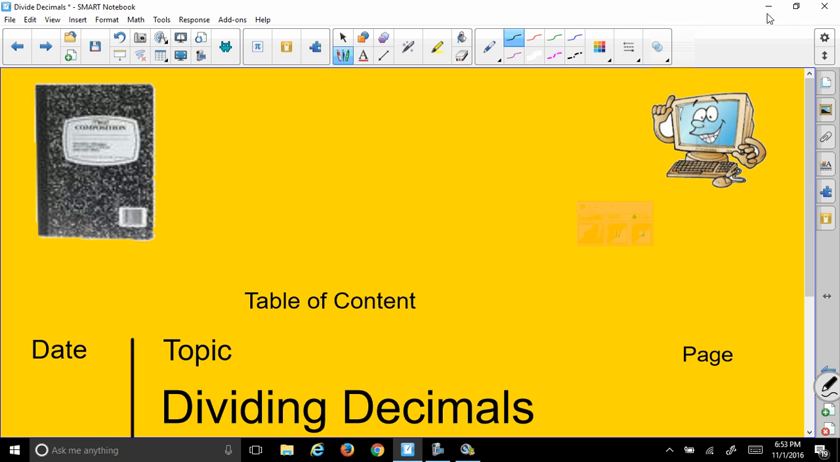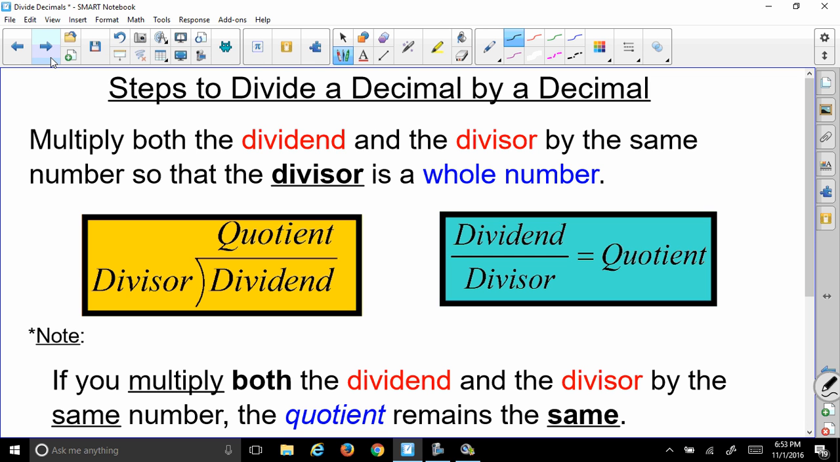This is Dr. Robinson again, and we are going to continue our studies. We are now dividing decimals. The steps to dividing a decimal by a decimal.